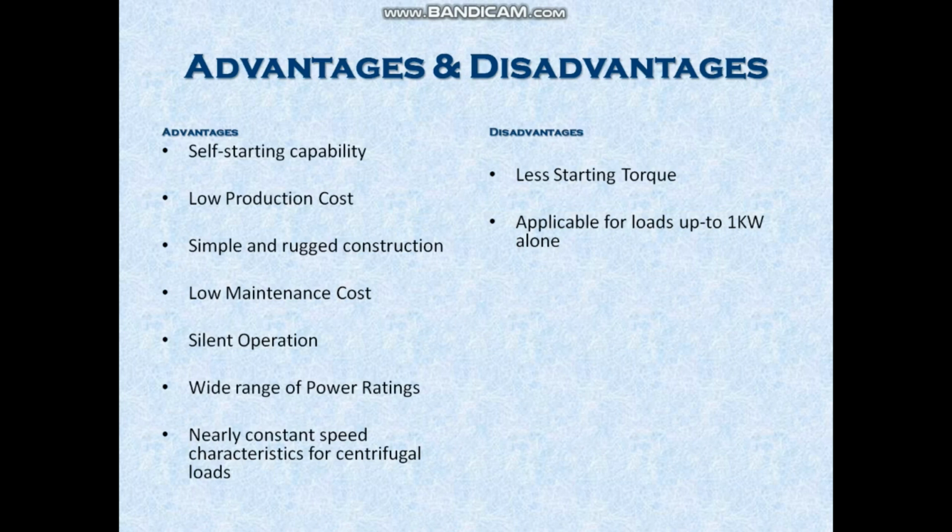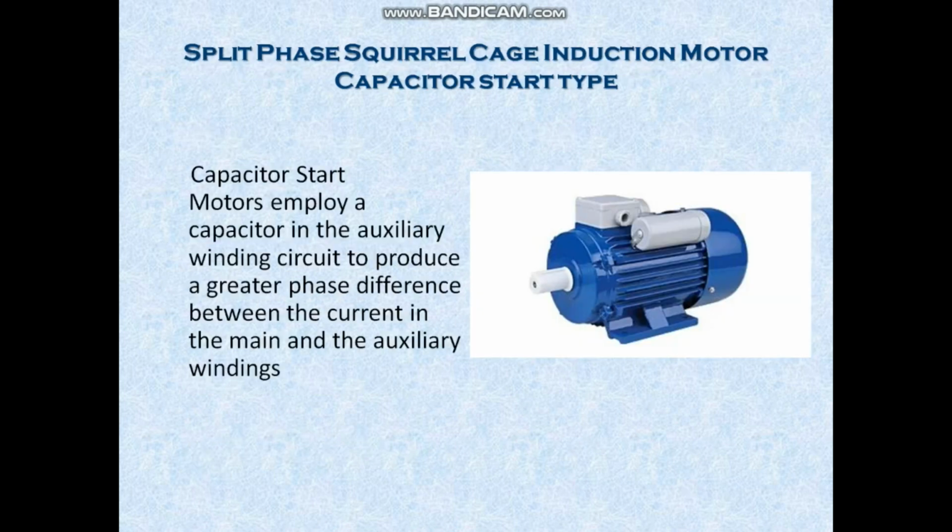The various advantages are self-starting capability, low production cost, simple and rugged construction, low maintenance cost, silent operation, wide range of power ratings, nearly constant speed characteristics for centrifugal loads. The disadvantages include less starting torque, applicable for loads up to 1 kilowatt alone.